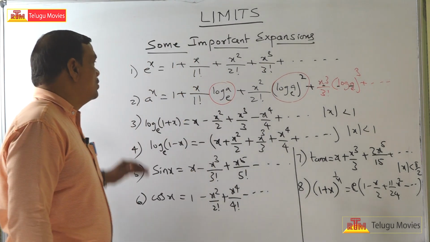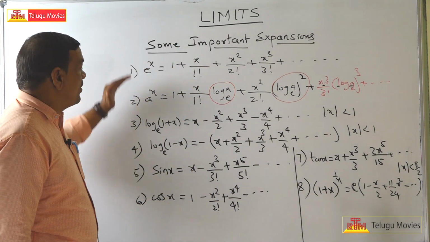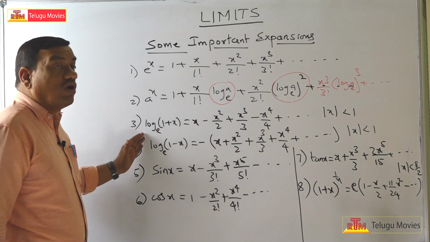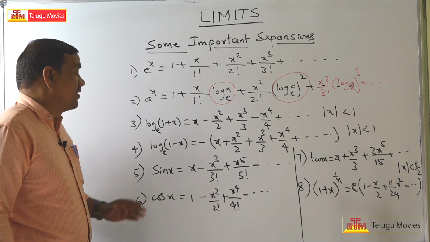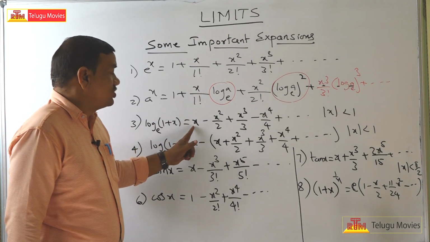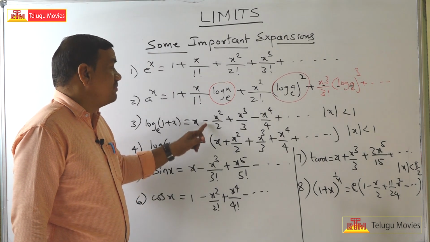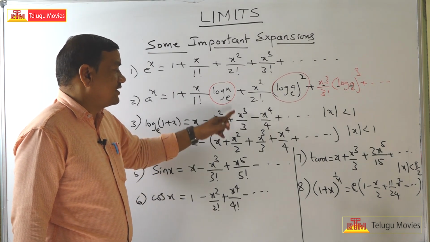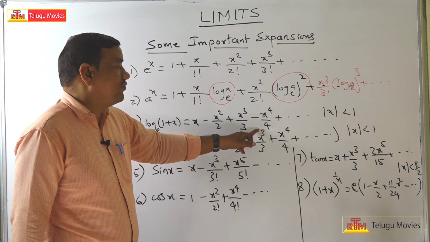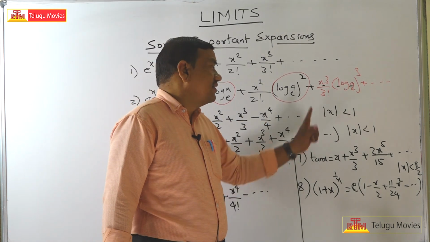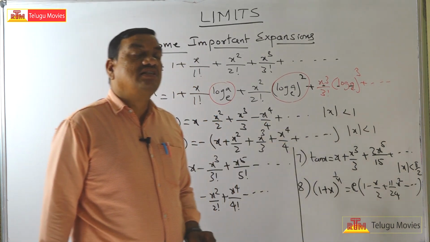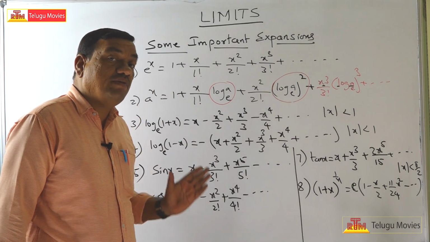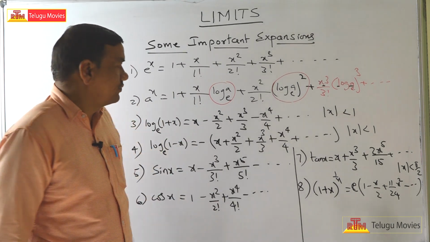So those are the expansions of e power x and a power x. Coming to log of 1 plus x and log of 1 minus x. Here it starts with x: x minus x square by 2 plus x cube by 3 minus x power 4 by 4 plus so on to infinity. The condition is modulus of x is less than 1, that means x lies between minus 1 and plus 1.